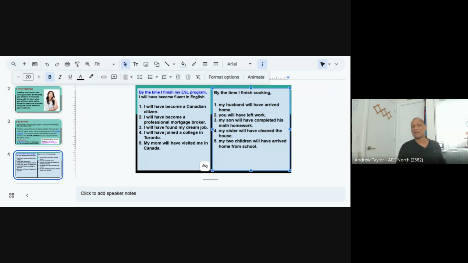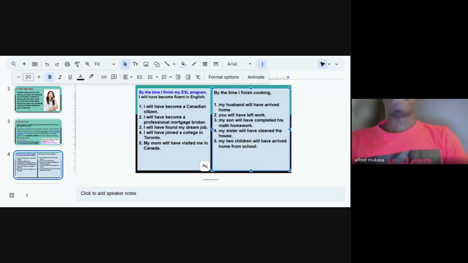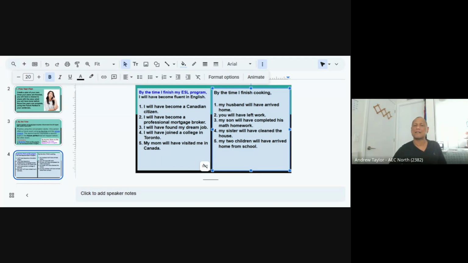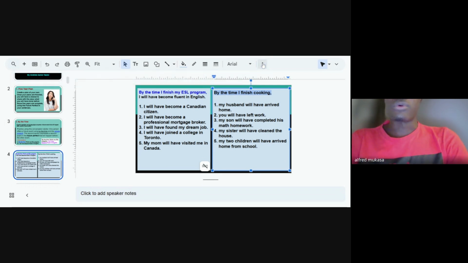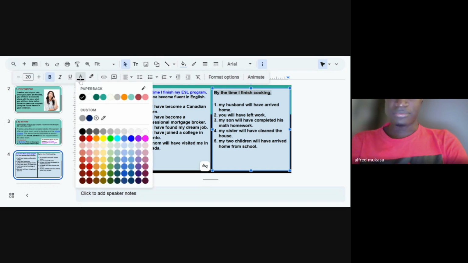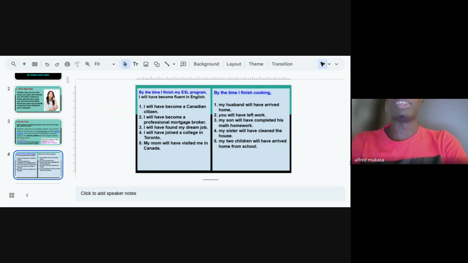Thank you. Okay, Alfred, second, the right column. By the time I finish cooking, my husband will have arrived home. By the time I finish cooking, you will have left work. By the time I finish cooking, my son will have completed his homework. By the time I finish cooking, my sister will have cleaned the house. By the time I finish cooking, my 2 children will have arrived home from school.